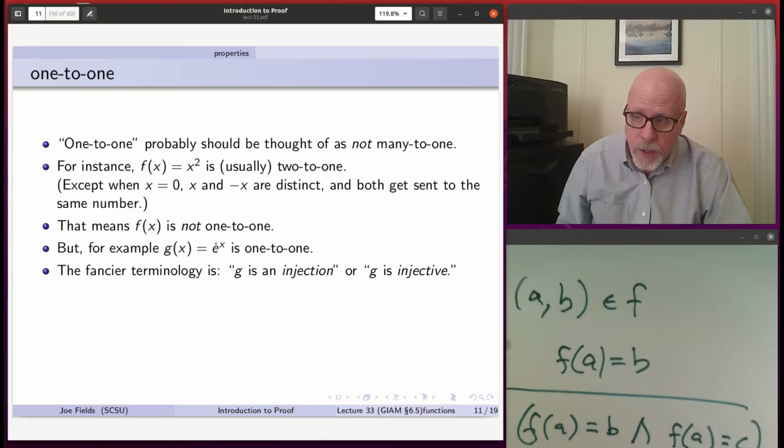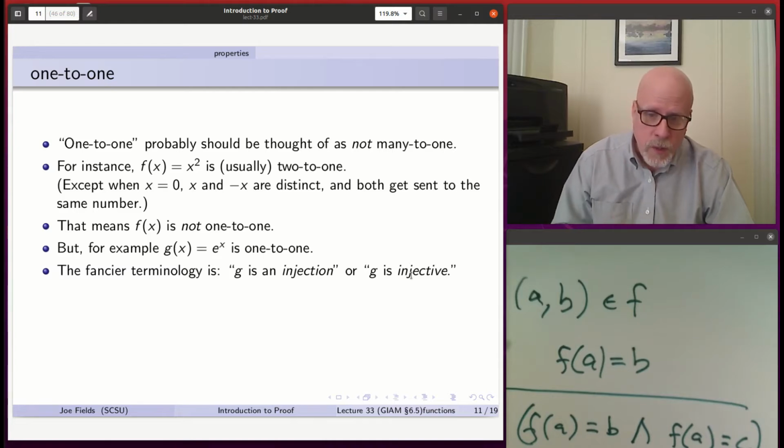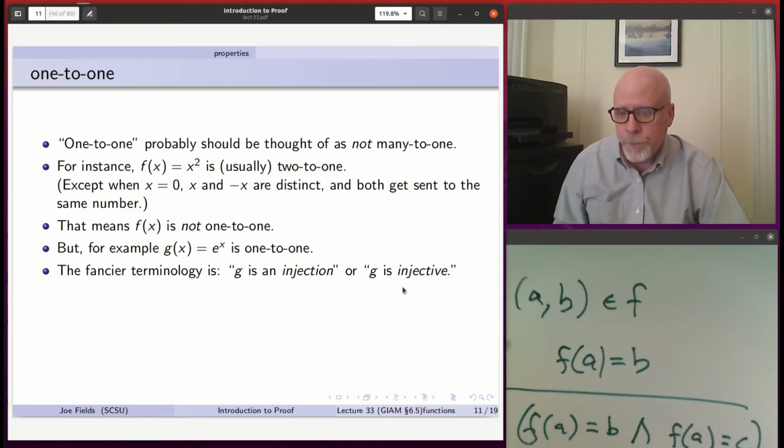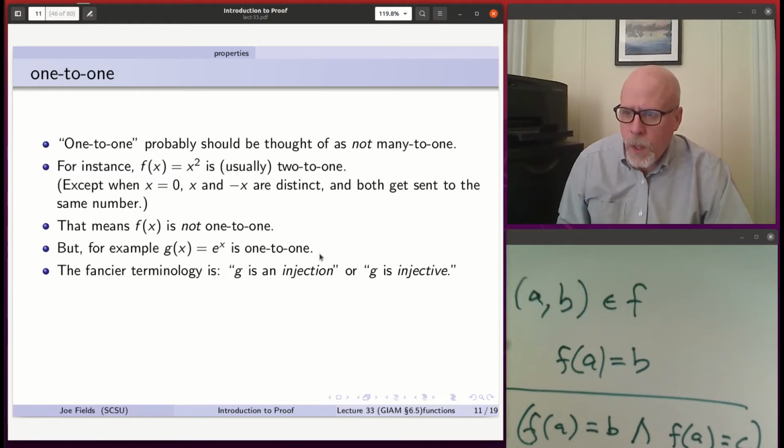But if, for instance, I use g of x as e to the x, that is... Oh yeah, the fancier terminology, you can use the word injection. G is an injection, that's the noun form, and the adjectival form is G is injective, or really, short for G is an injective function. Should we give an example of plotting this e to the x? Now, I suppose everybody knows what that graph looks like.